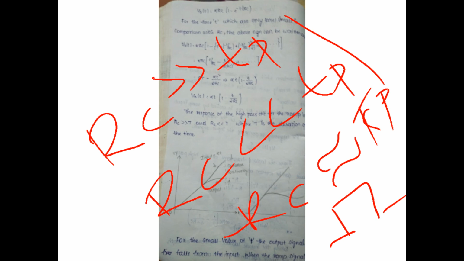Here this is the positive voltage and this is the negative voltage. When the pulse input is applied, the response of the circuit for 0 less than t less than TP is v naught of t is equal to V e power minus t by RC.